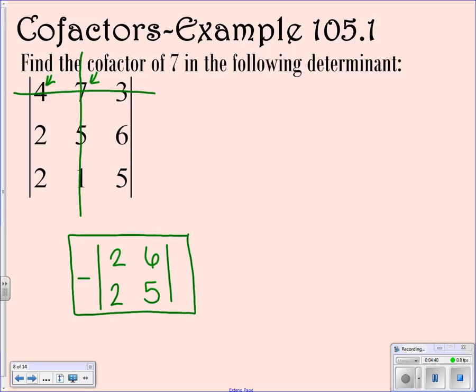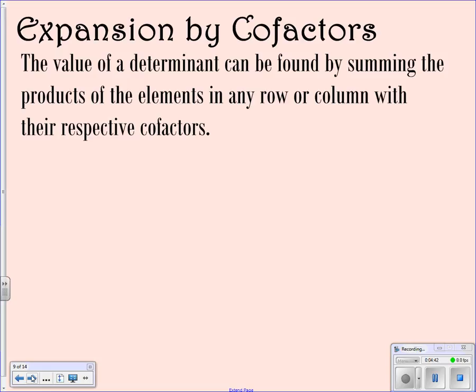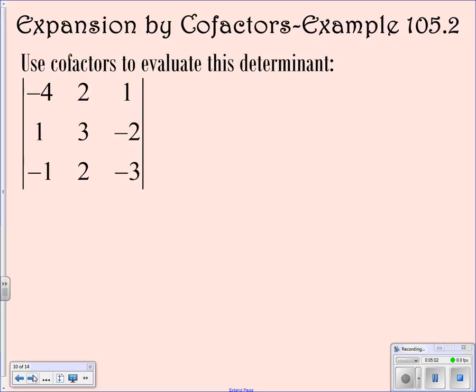Okay? So now, the value of the determinant can be found by summing the products of the elements in any row or column with their respective cofactors. Okay? So you can actually find the determinant of any matrix by summing the product of the element in any row or column with their respective cofactors. So we're going to look at an example. We're going to use cofactors to evaluate this determinant. So we need to pick any of the 3 rows or any of the 3 columns.